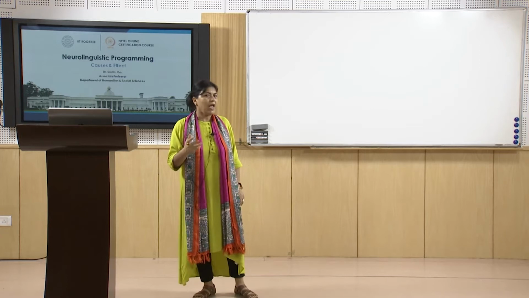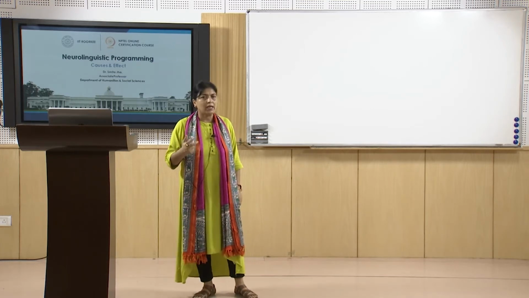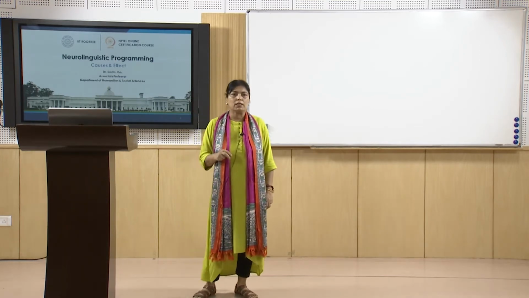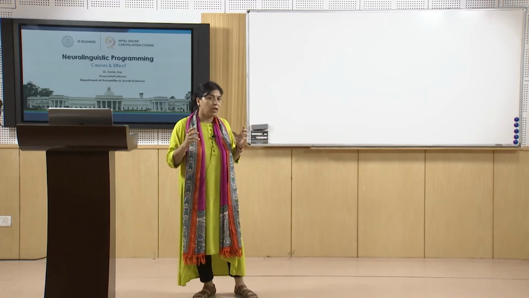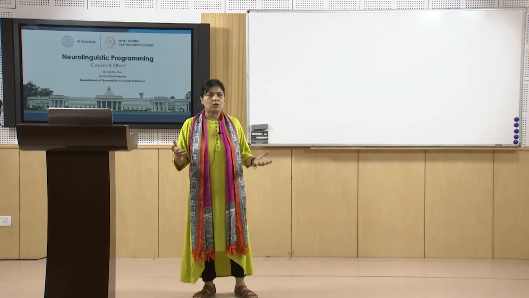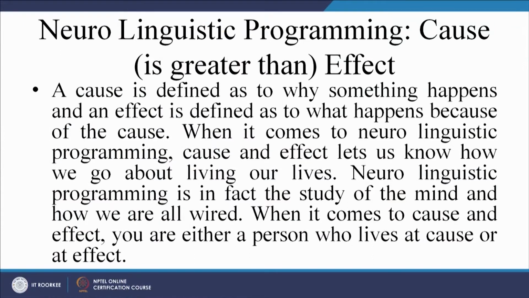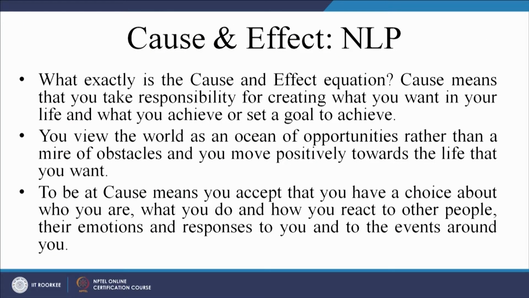Throughout the brain, do you know one thing? That we have more cables than the cables that are there on the earth. So that kind of cable wire we have in our mind and throughout the body. So when it comes to cause and effect, you are either a person who lives at cause or at effect. So generally we get alarmed to know the effect of. Now, causes and effect of neuro-linguistic programming, what exactly is the cause and effect equation?